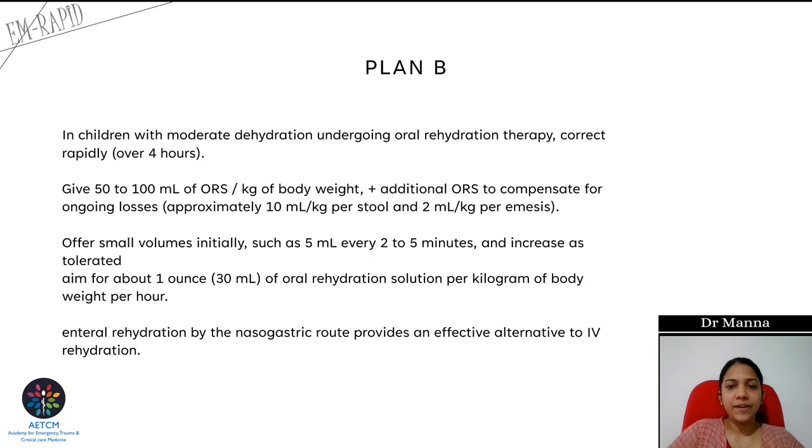So we told we will be correcting the deficit within 4 hours, and we will be correcting with additional ORS supplements with each loose stool and vomiting. Then these feeds we will usually be giving in a teaspoon every 1 to 2 minutes, or if the child is lazy to drink, maximum 5 minutes we will be waiting, and then we will be giving the feed.